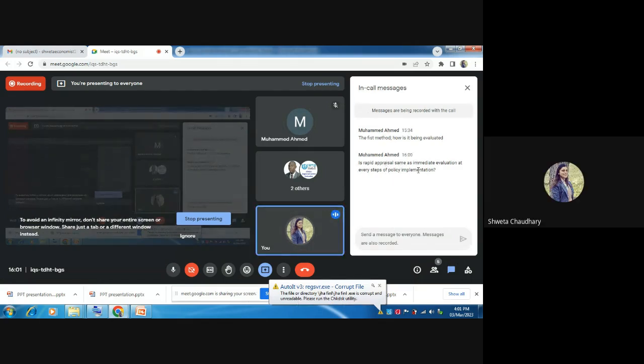Is rapid appraisal same as immediate evaluation at every step of policy? No. Rapid appraisal is done only after the policy implementation. When the policy is finally implemented, then only we can do rapid appraisal. Something you have done, now you have to see the results of that thing. In between is not a rapid appraisal.